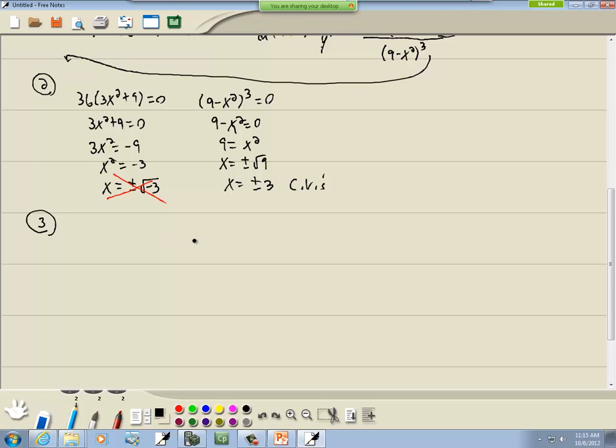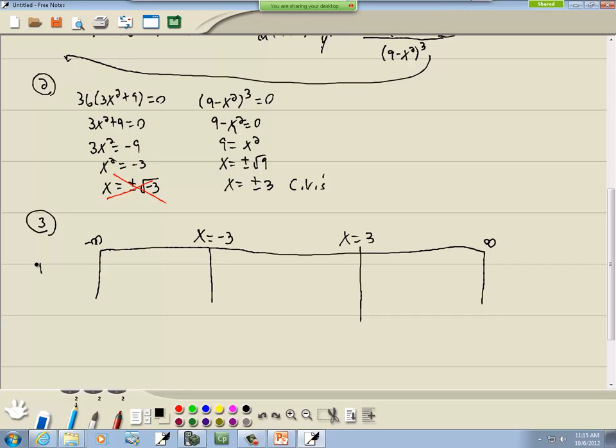Well, let's plug those into our table of intervals. We've got negative 3 and positive 3. And over here is positive infinity, and over here is negative infinity. And we want to pick test cases. So I want to pick a value between negative infinity and negative 3, like negative 4. A value between negative 3 and 3, like 0. And a value between 3 and positive infinity, like 4. And we want to plug into our second derivative now.